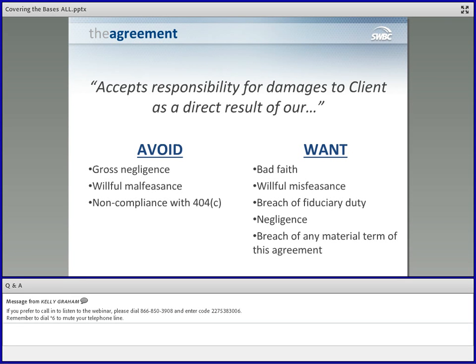Now on the want side, there are a few other terms that you would want to see. Bad faith: obviously if they're not acting in good faith towards you as a plan sponsor, you would want them to take responsibility. A breach of fiduciary duty: if they have a duty to your plan as a fiduciary and they breach that duty, you would like them to obviously step in and provide remedy. And then a breach of any material term of the agreement, which is a fairly standard term that most agreements should include.